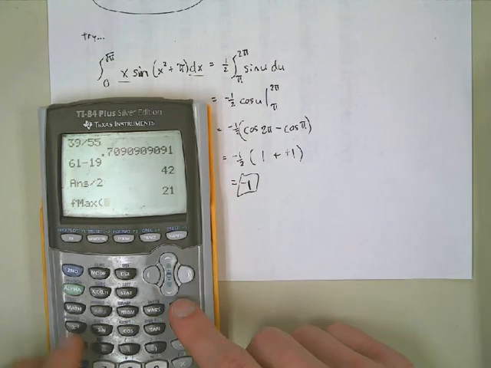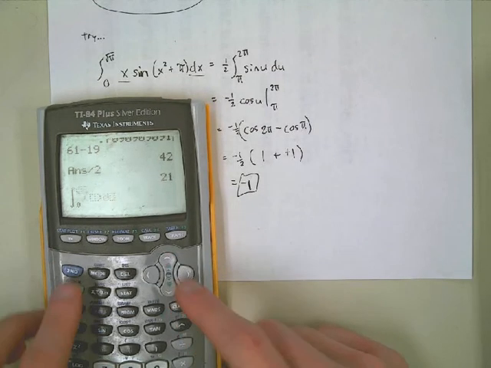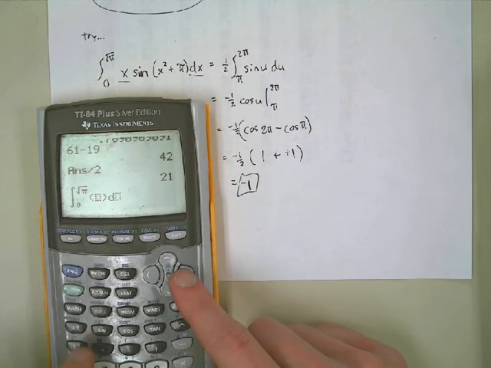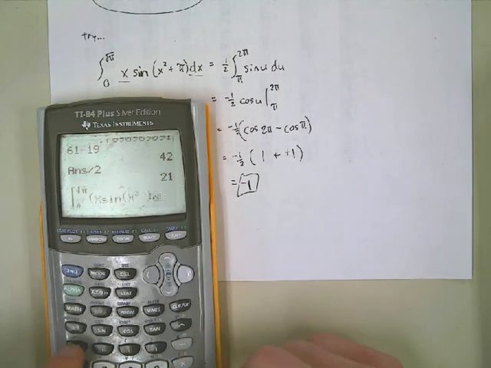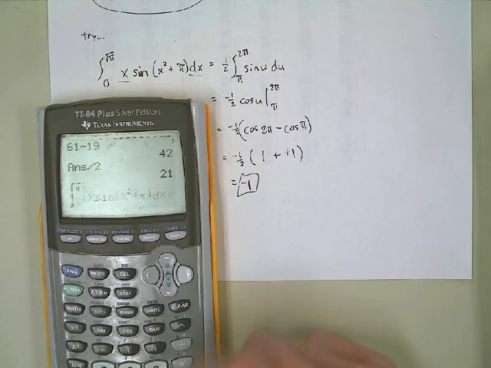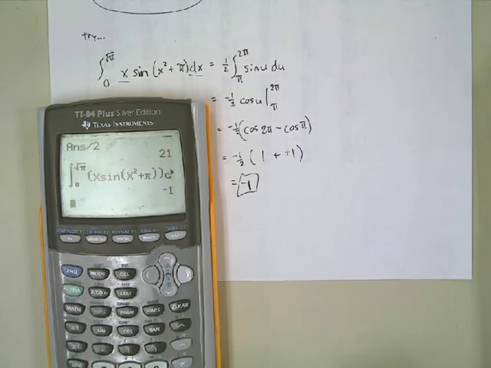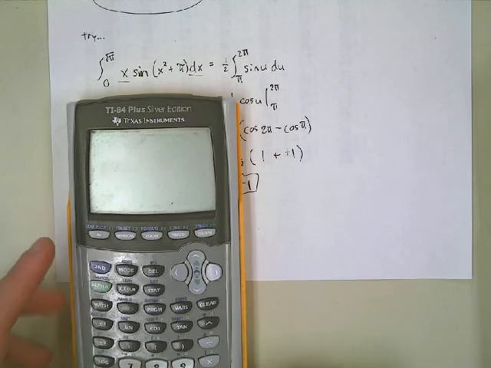So from 0 to the square root of pi, x sine of x squared plus pi dx gives -1. Okay, so I can take a look at it there, Tyler, if you'd like to see. That's what it should be.